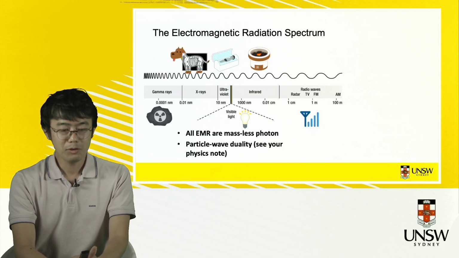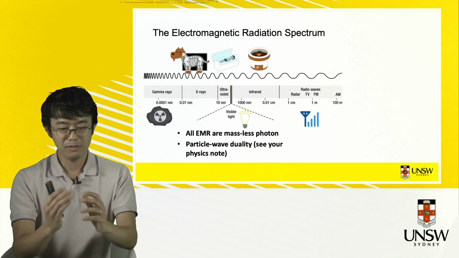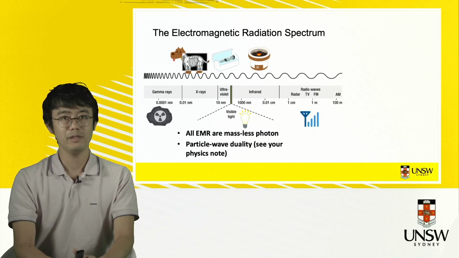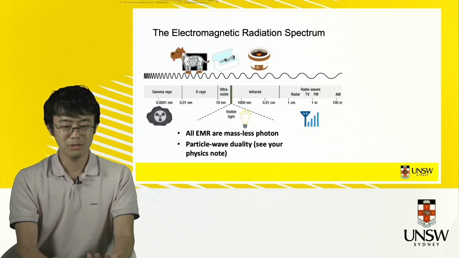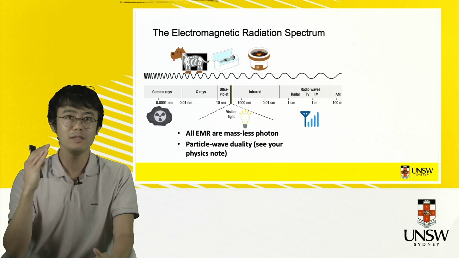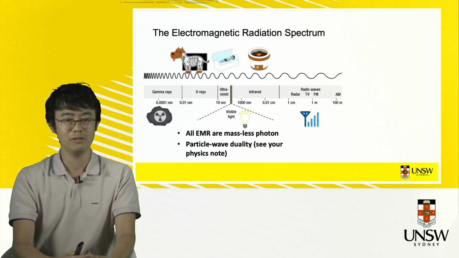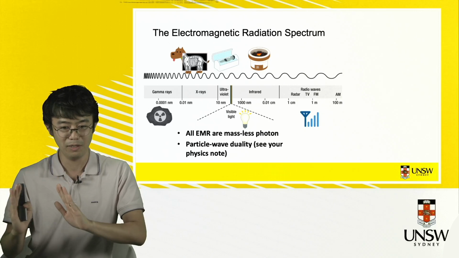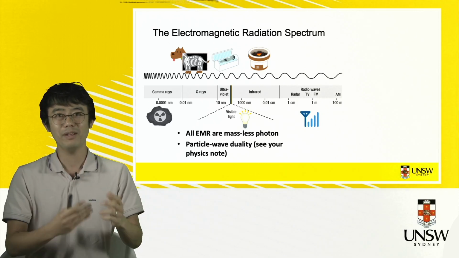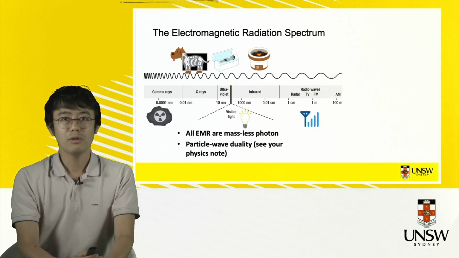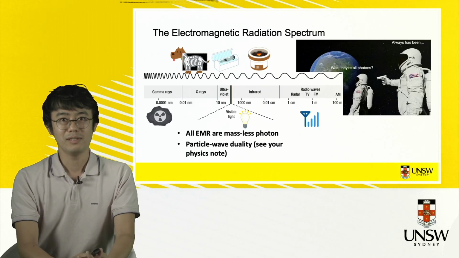When we talk about radiometry, we're basically talking about measuring radiation, but what exactly do we mean by radiation? In this case, we're specifically talking about EMR, electromagnetic radiation. So we're not talking about alpha and beta radiation, we're talking about photons. All EMRs are massless photons.